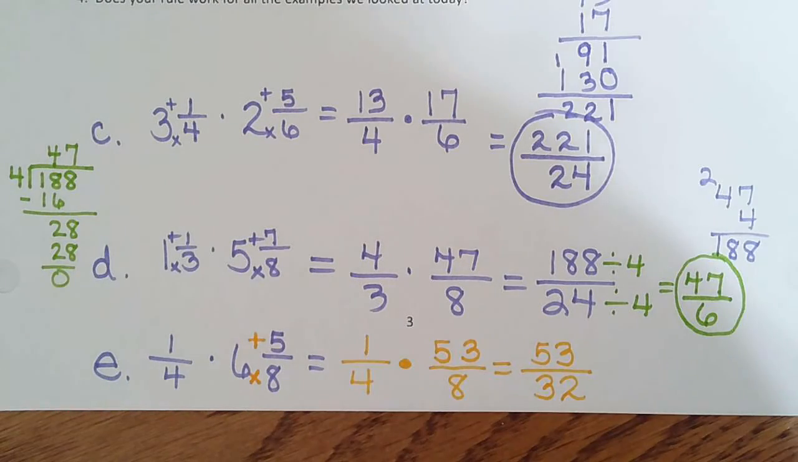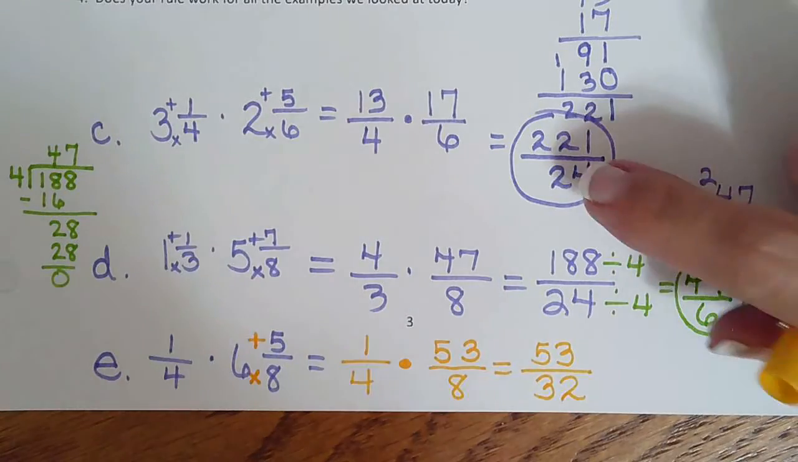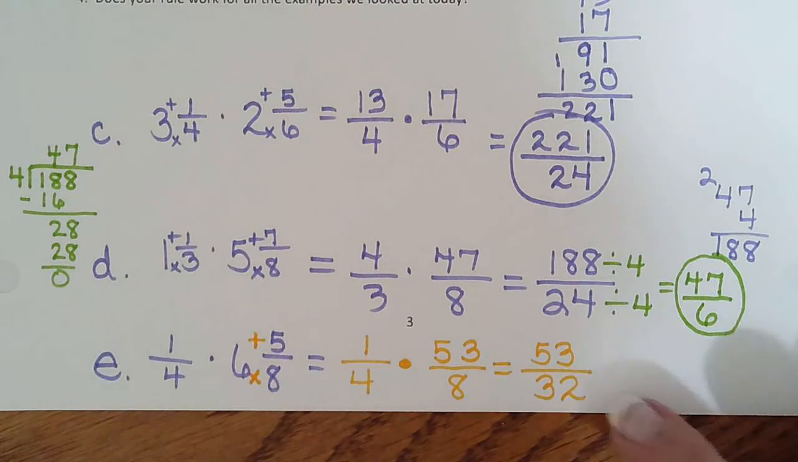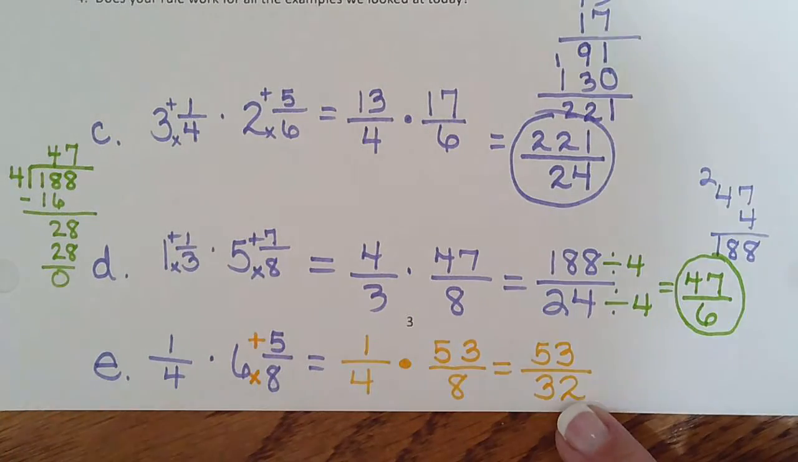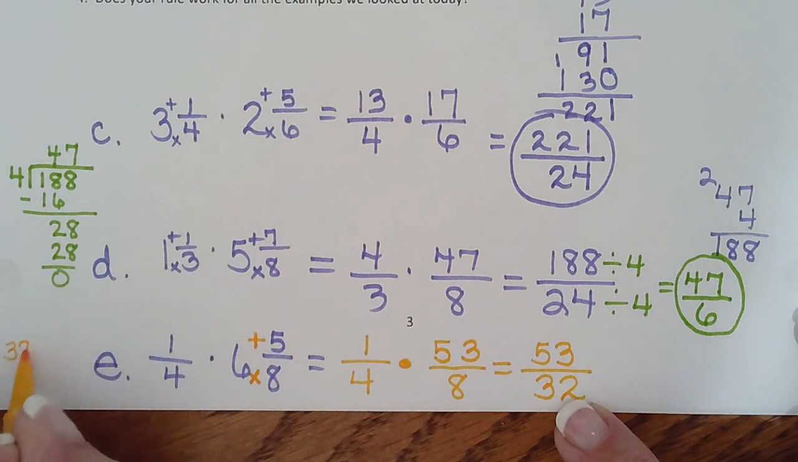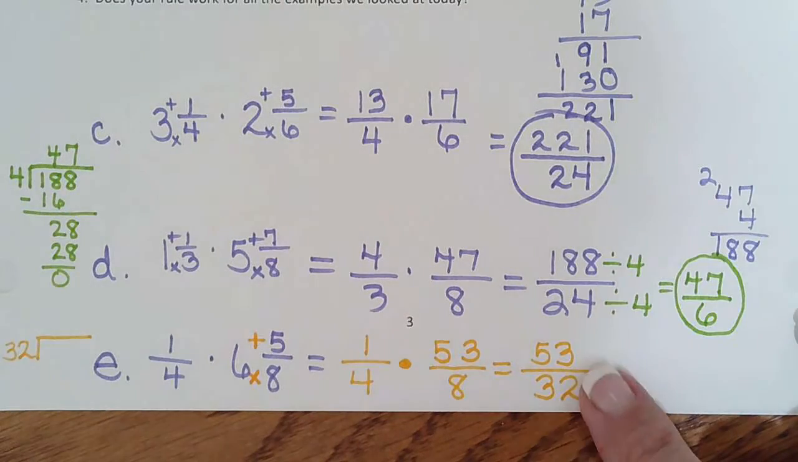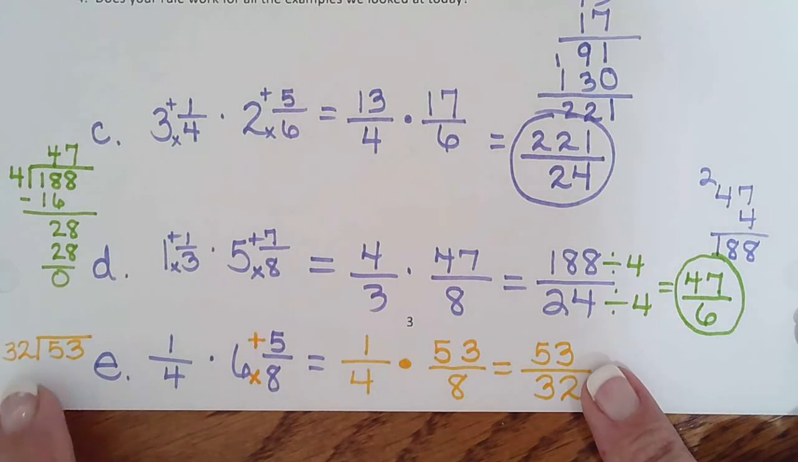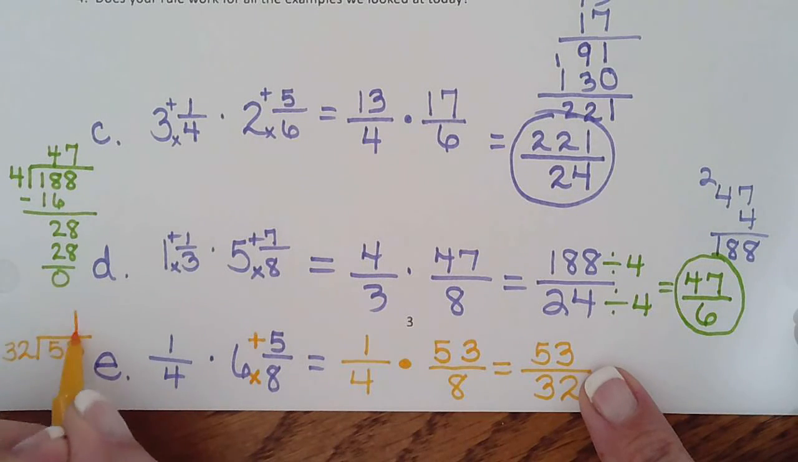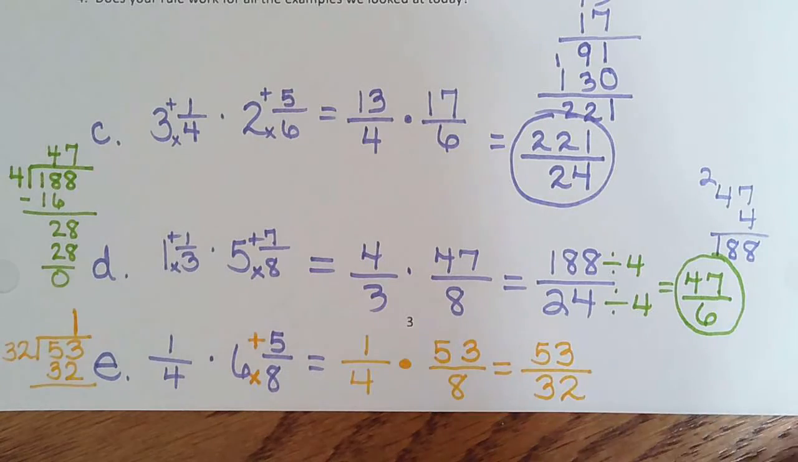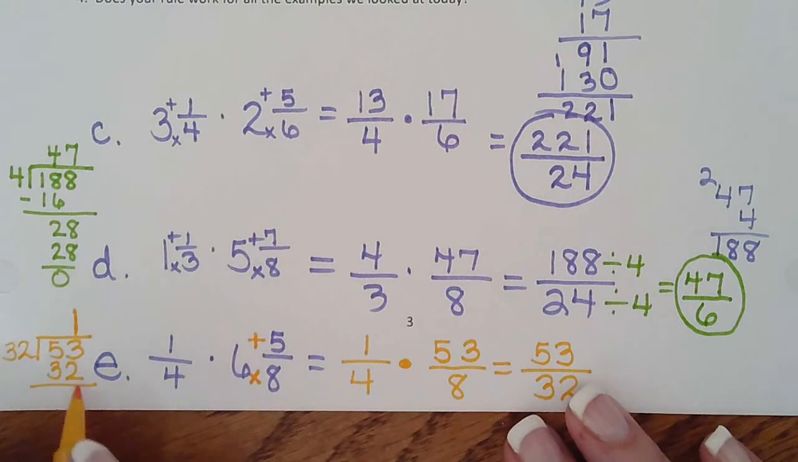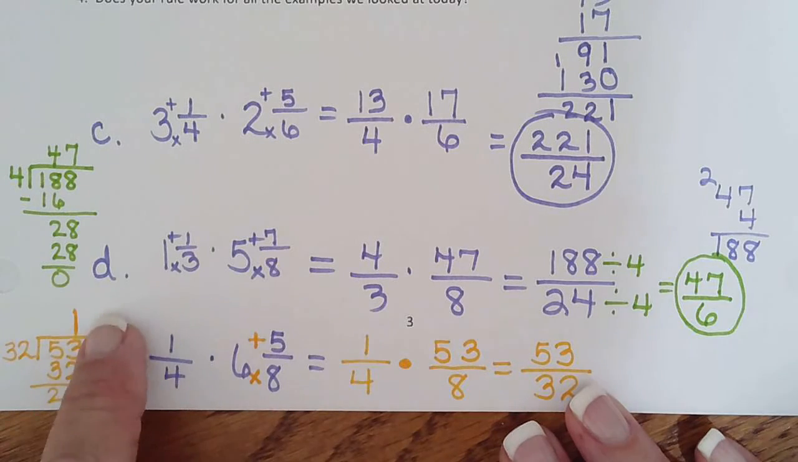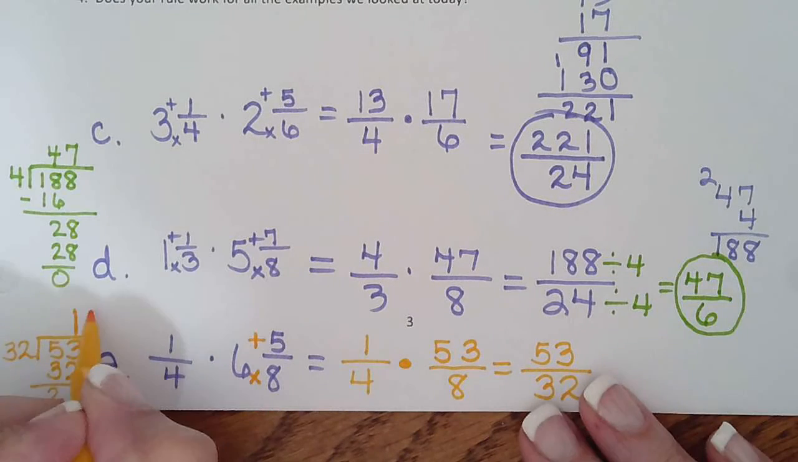Should we go ahead and practice putting that in a mixed number since we didn't do it with the other two? So 32 into 53. 32 and 32 is 64, so it only goes in one time. And then I subtract, and I'm going to get what? 21. So there's my fraction, 1 and 21 over 32.